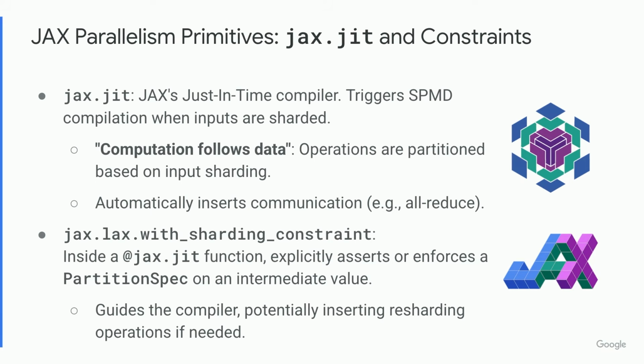The magic of SPMD happens largely within jax.jit. When you JIT a function and pass it the sharded arrays, like the output of jax.device_put, the XLA compiler analyzes the operations and the input shardings. It automatically parallelizes the computation, figuring out which part runs on which device and inserting necessary communication, like all-reduces for gradient aggregation. Sometimes you need more control inside the JITted function. jax.lax.with_sharding_constraint lets you tell the compiler, ensure this intermediate result has this specific sharding. This is useful for performance tuning or ensuring correctness.